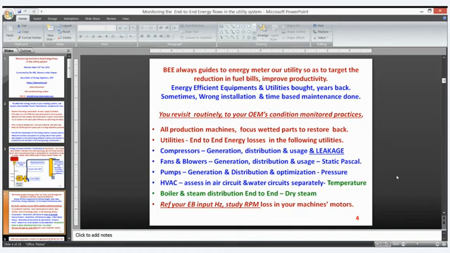Then on the utilities, end-to-end energy losses in the following utilities. Let us say the compressor: what is it on the generation, what is it on the distribution, what is it on the usage. And the leakage is a big area, it's a white elephant. In some industries it is more than 30%, in some industries less than 10%. This can be reduced by monitoring it and curbing the usage and leakage. That is, optimizing usage and reducing leakage is more important now in many industries.